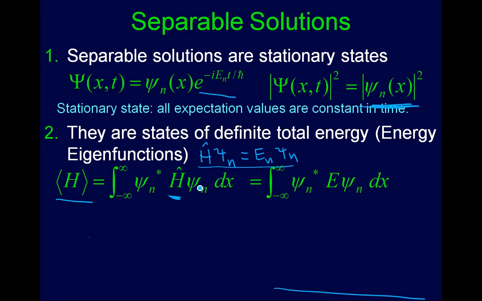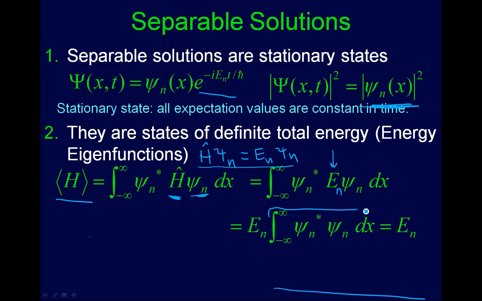Okay, and so what happens is when I apply this onto my psi n, there should be an E sub n right here, I get this energy eigenvalue E sub n. So this turns out to be E sub n here. Now this is just a constant, so I can pull it outside of my integral, and then the integral that's left over is just our normalization condition. So we assume that these are normalized. That equals 1, and so the expectation value of the energy is E sub n.